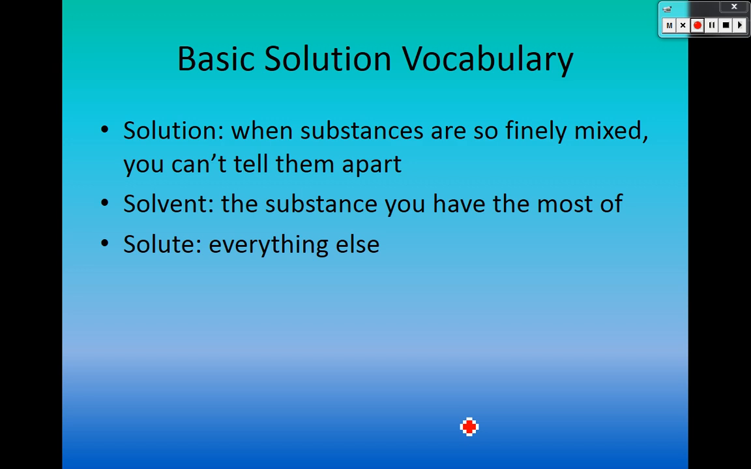So we're going to be using these terms a lot. So again, if terms are something you struggle with and you don't remember or know these, I would make note cards.